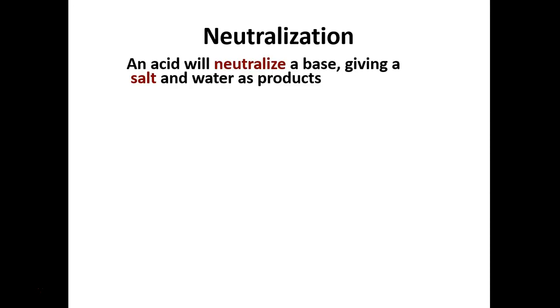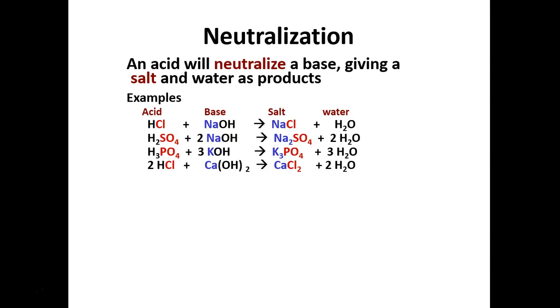So let's look at some examples of neutralization. An acid will neutralize a base, which produces salt and water. Here are some examples. The most common one you've seen a lot is hydrochloric acid and sodium hydroxide, producing sodium chloride and water. And then here's a variety of other examples.